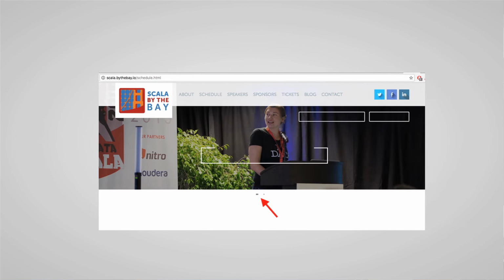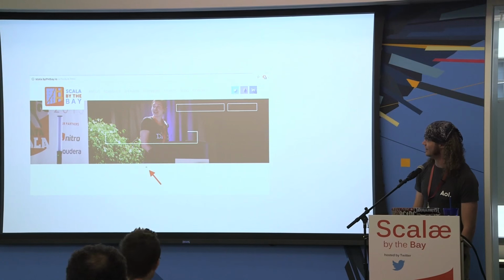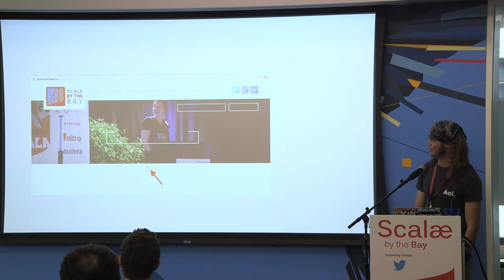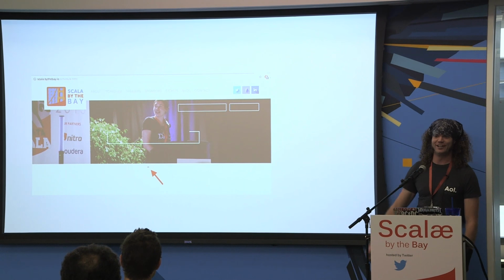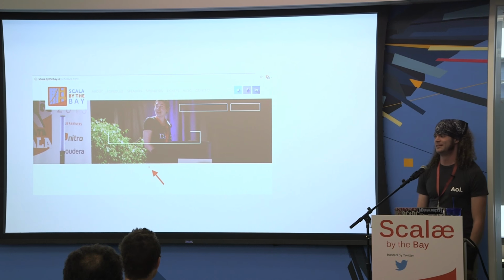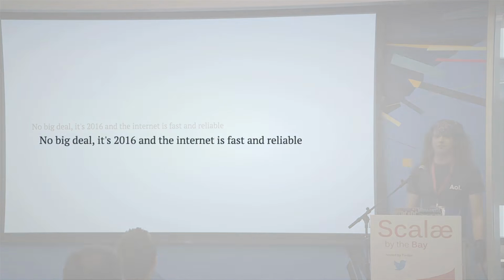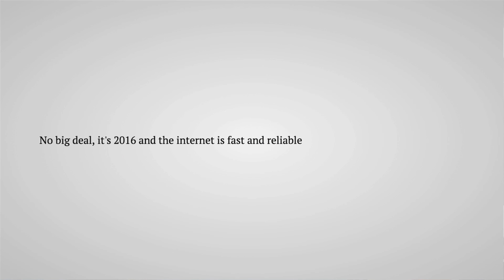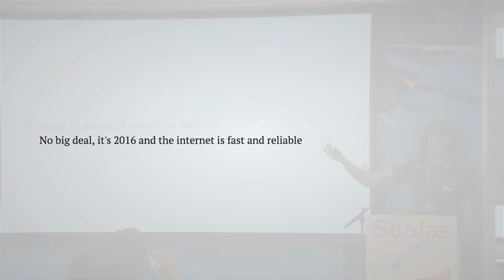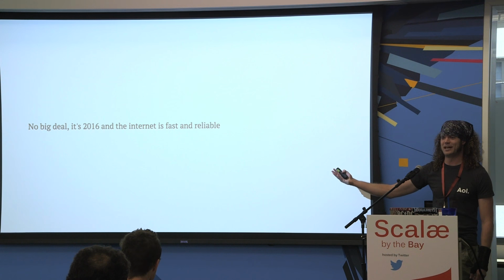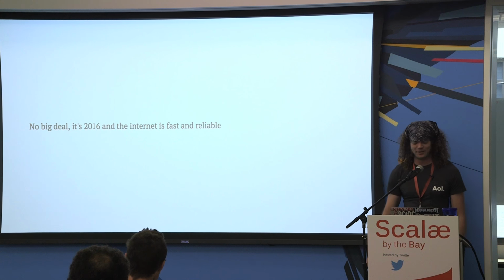Who are we going to pick on? Our very own Scala by the Bay. When you go to the schedule, they give you a spinner right here. It's like that'll trick them. I mean, really, next year, just run a cron job that fetches the schedule once a day and make it static. I mean, how often does it change? Anyway, but it's not a big deal, right?